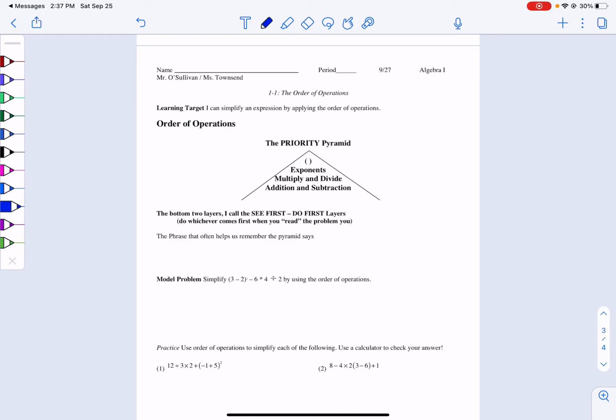Today we're looking at lesson 1-1 in our pre-algebra unit, the order of operations and evaluating expressions. Today's learning target is: I can simplify an expression by applying the order of operations.